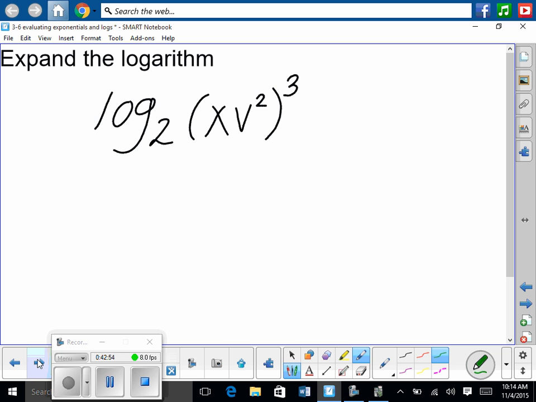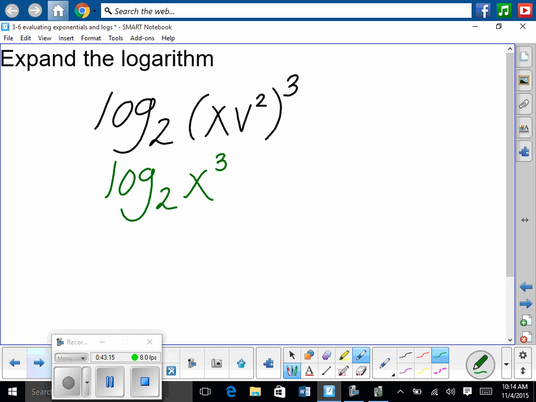Yes. Log to the base 2 of x y squared raised to the 3rd power. Is there an addition or subtraction sign between the x and y squared? No. So this is properties of exponents. It wouldn't be breaking the first rule to cube this. That is what we'll do. So what we really have here is log to the base 2 of x to the 3rd, right?